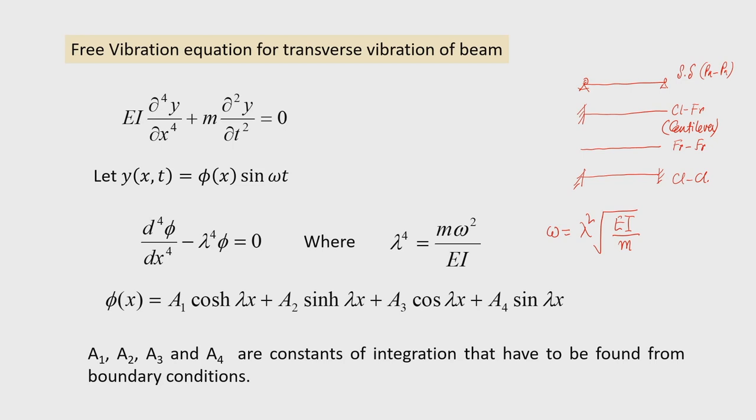For example, a bridge girder, which has one end resting on a hinge support and the other end on an elastic pad. In that case, we will take the support at the other end as an elastic support. That means one end is elastically restrained. So in that case, the eigenvalue calculation will be different. Now let us first discuss the simply supported beam.